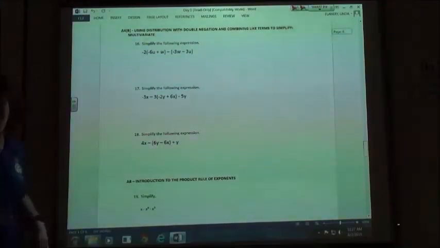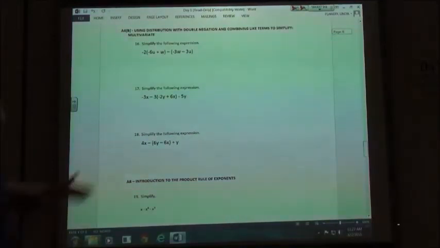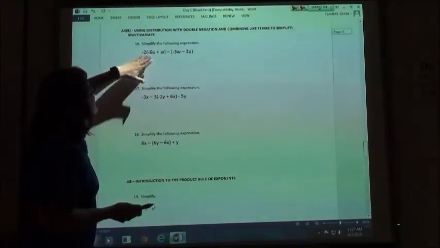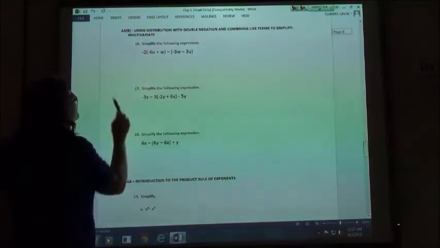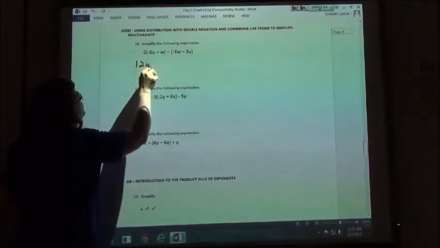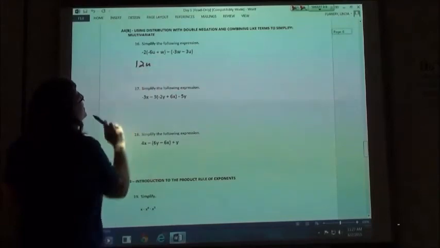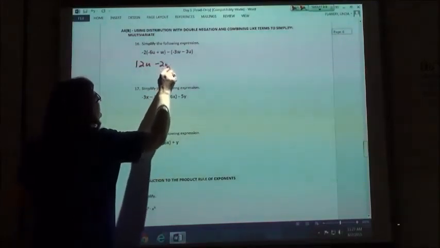So number 16, 17, and 18 says using the distributive property with double negation and combining like terms to simplify multivariate. Man, they have nice names for these things. So again, I'm going to get rid of my parentheses first. So negative 2 times negative 6u would be 12u. Negative 2 times a positive w is negative 2w.